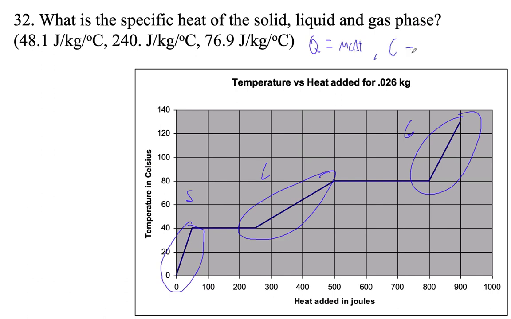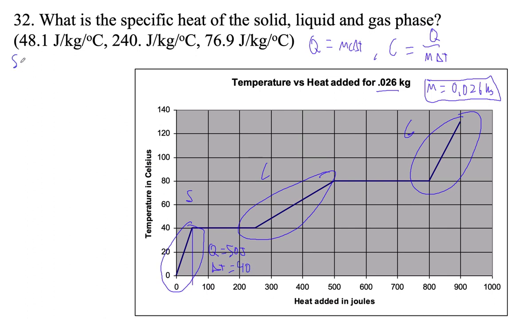So therefore, C is just Q divided by M delta T. And we know that the mass is 0.026 kilograms for all of these, okay? So all we need is the heat that flowed in and the change in temperature. So for the solid, I'm going to say that 50 joules flowed in. That's because it's halfway, right? So Q is 50 joules. And then our change in temperature is from 0 to 40, right? So delta T is just plus 40.